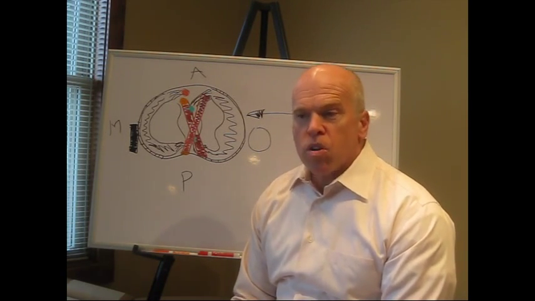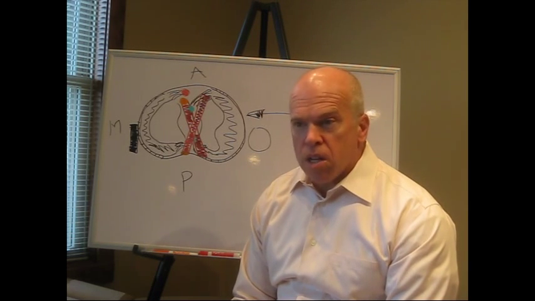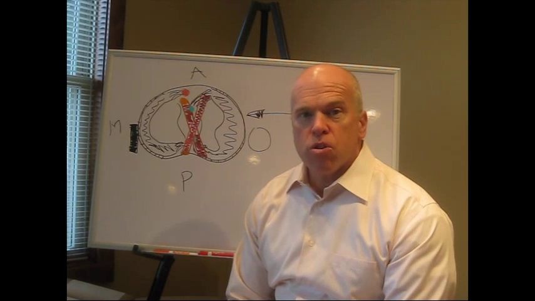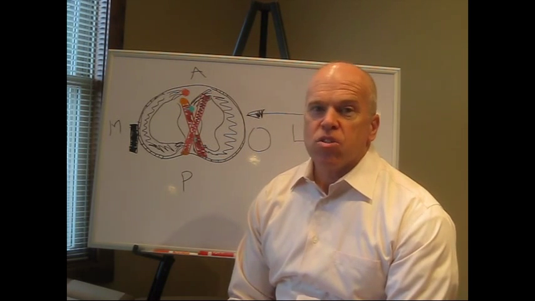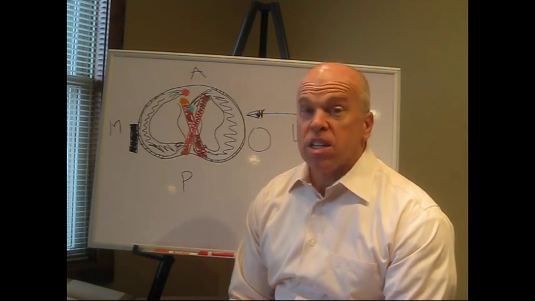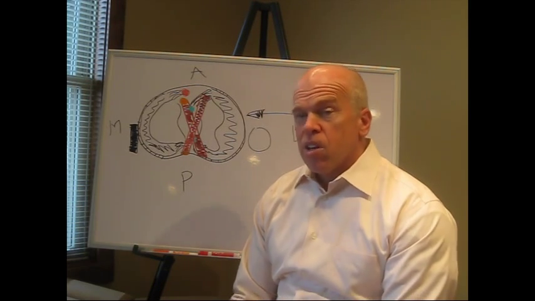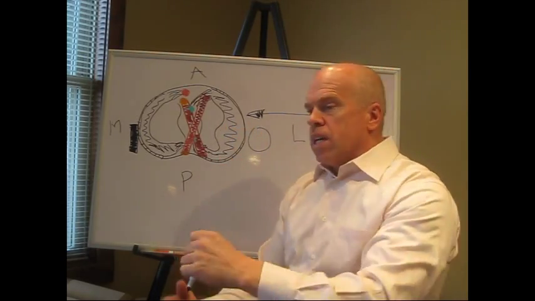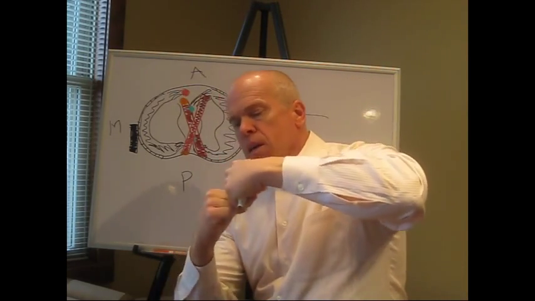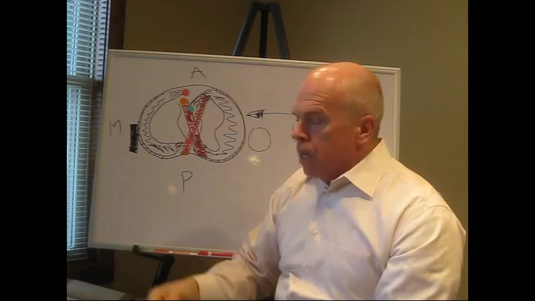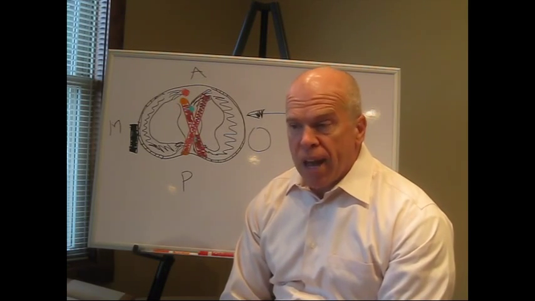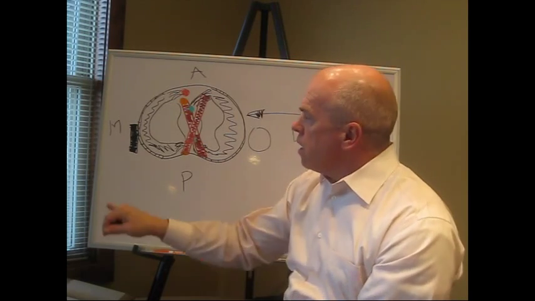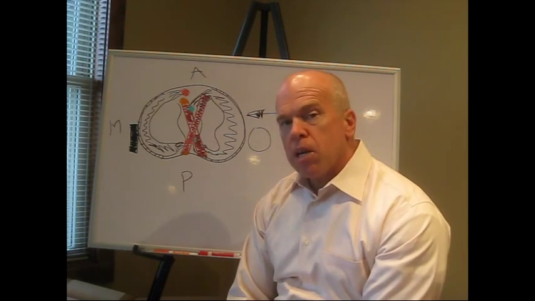And this can result in 1, 2, or even as many as 3 structures being injured and damaged. And that is referred to in our textbooks as the unhappy triad. So with a laterally directed force to the knee, we get a medial gapping, a medial opening of the knee. Now, the first structure to resist medial gapping of the knee is the medial collateral ligament.